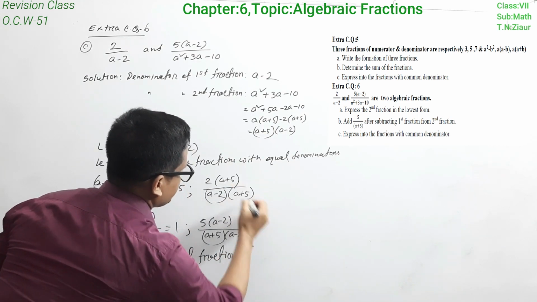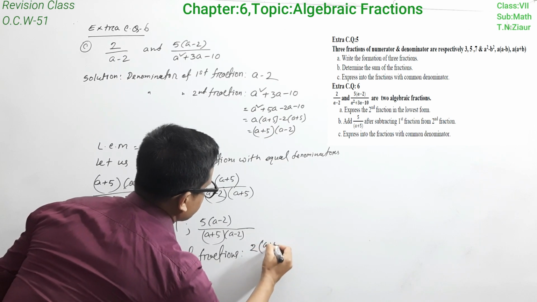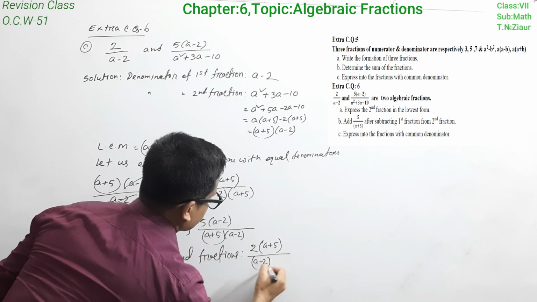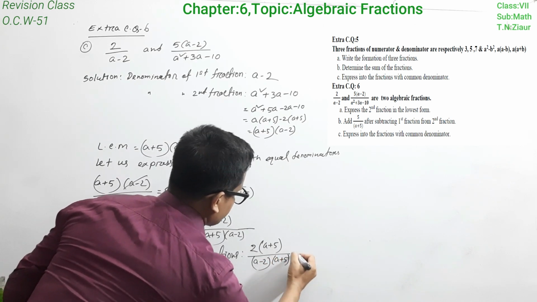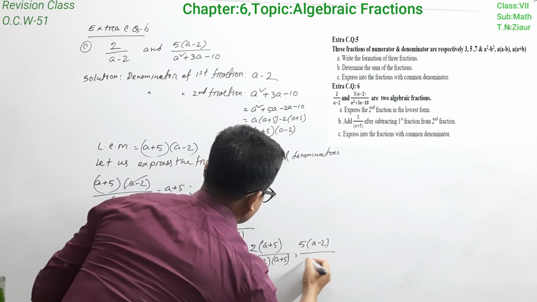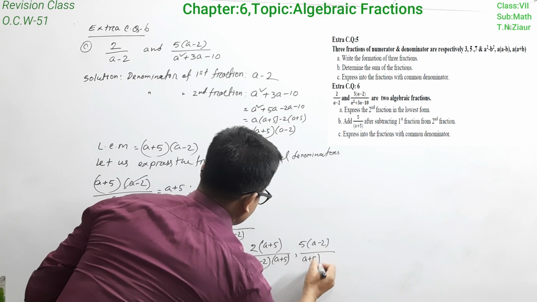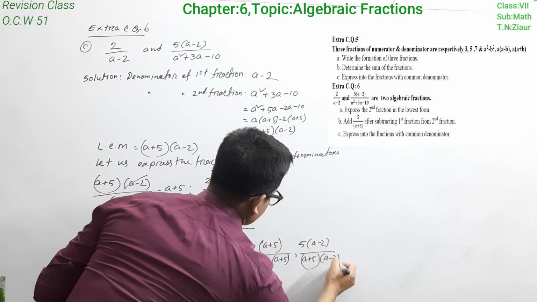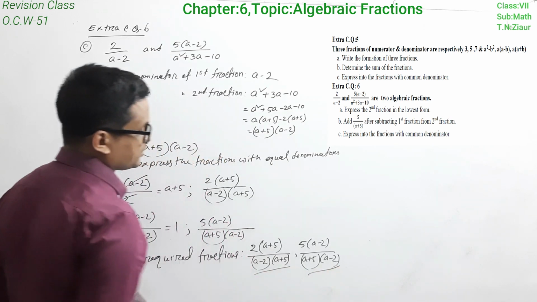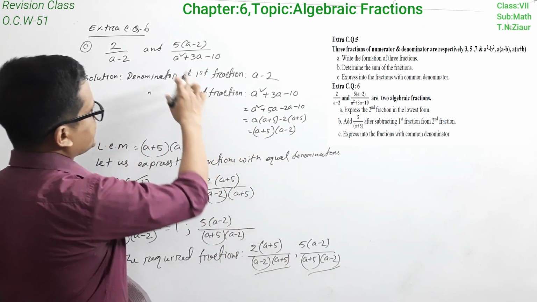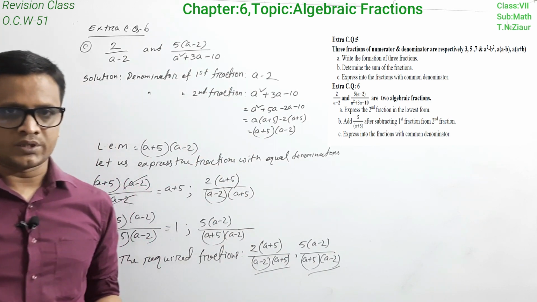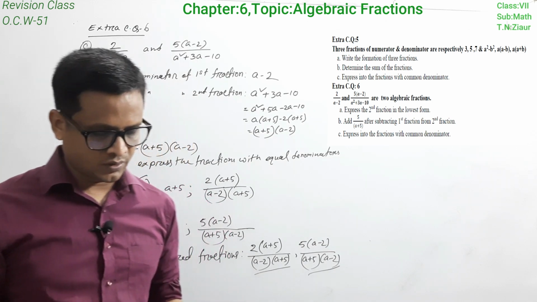So 2 into a plus 5 by a minus 2 and a plus 5, and 5 into a minus 2 by a plus 5 and a minus 2. Students, this is the same denominator, the equal denominator here. Instead of this we can also write a square plus 3a minus 10. Okay, this is the answer of C number. Students, have you understood this? I hope you understood this.